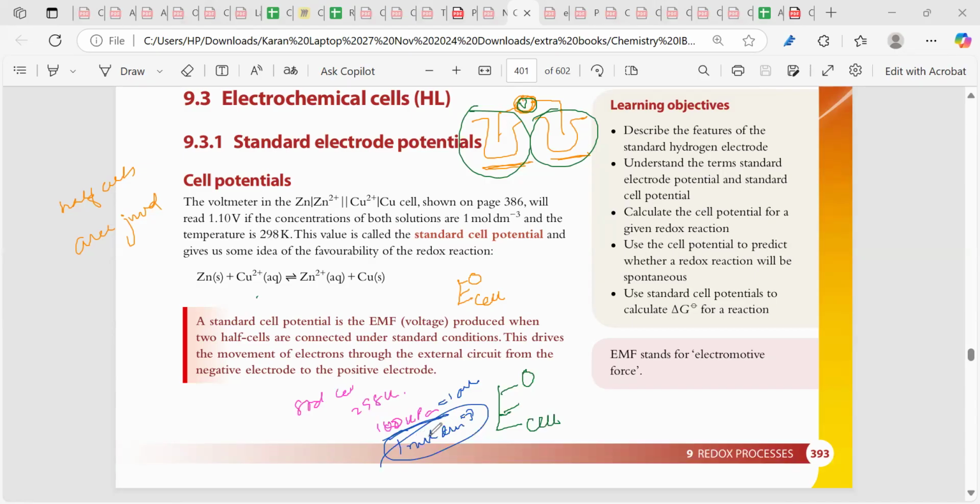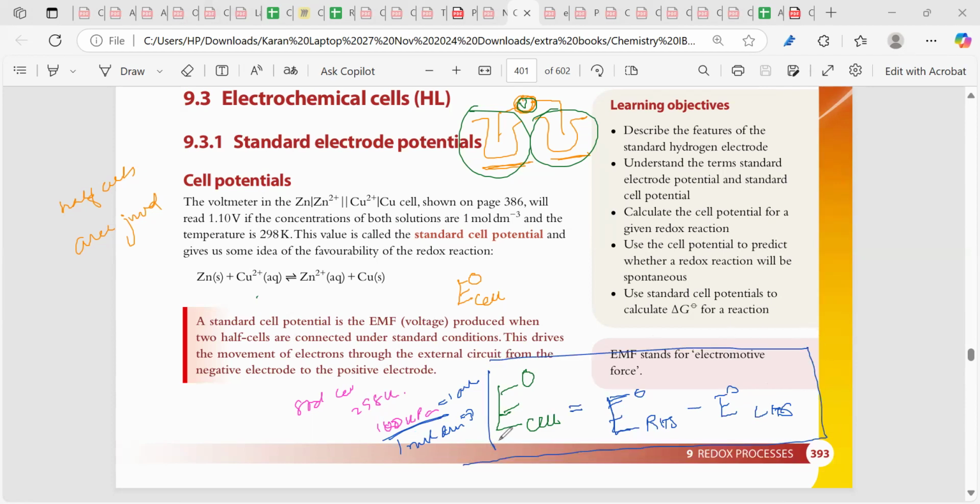Now, when we talk about the standard cell potential, we can write down this equation: it is the electrode potential of the right hand side minus the electrode potential of the left hand side. Is this clear? Please write down this equation, E right minus E left, right?